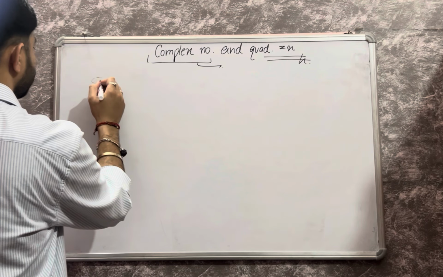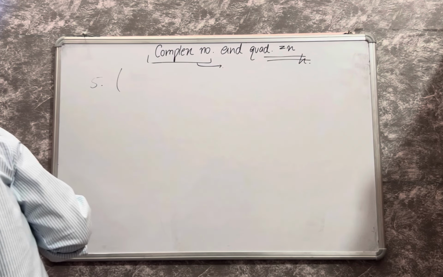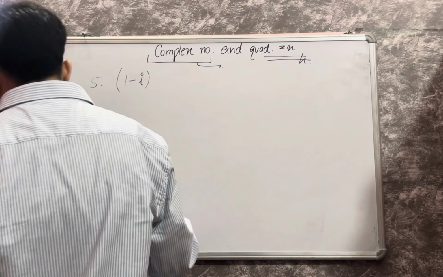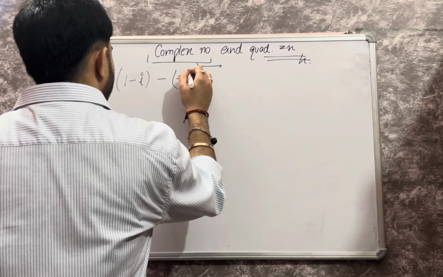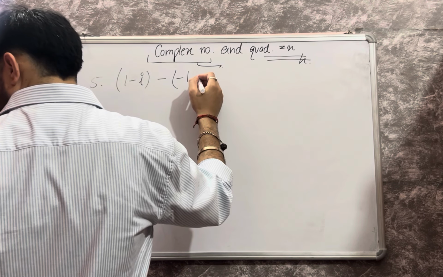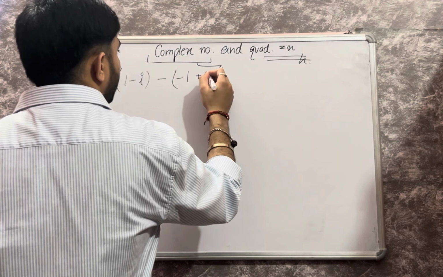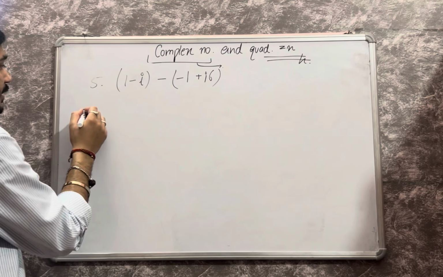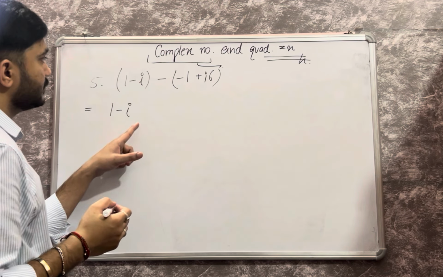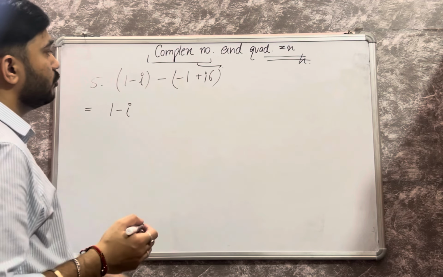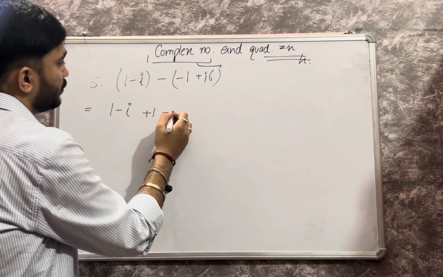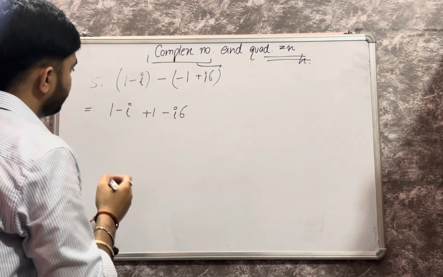The fifth question is 1 minus iota minus 1 plus iota 6. Let us solve this. 1 minus iota, write it as it is, and minus 1 is going to be entered into the bracket. Minus minus is plus 1 and minus plus is minus iota raised to iota 6.